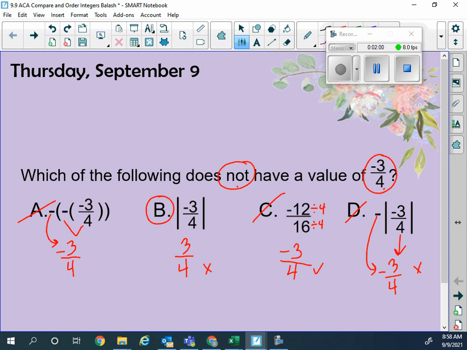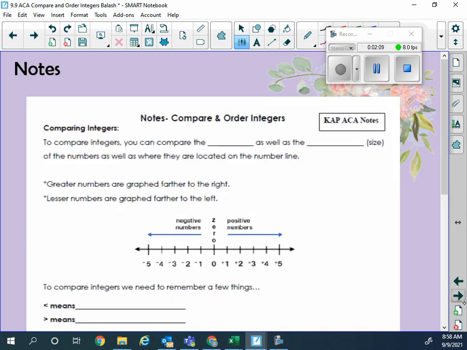Okay, how many people got B? Okay, how many of you actually worked it all out? Uh-oh. Well, at least you're honest. But goodness, guys, you have to work it all out, okay?